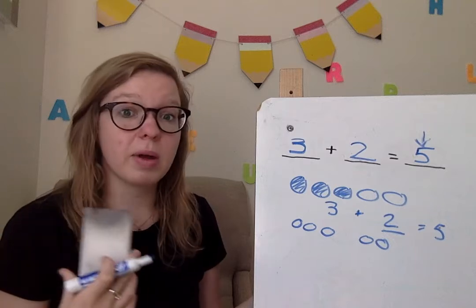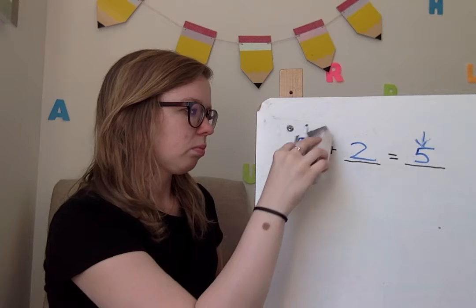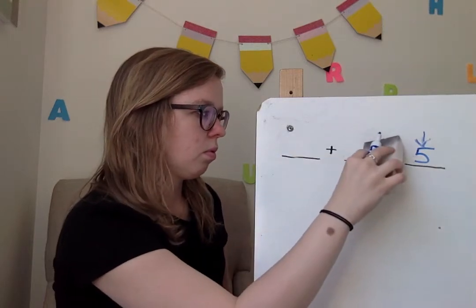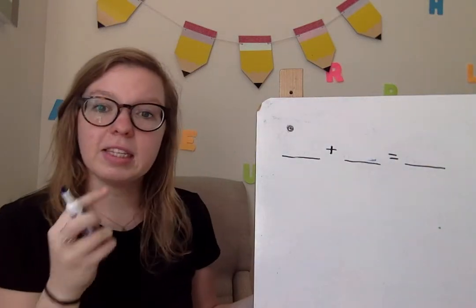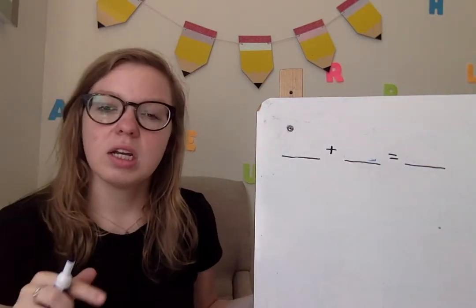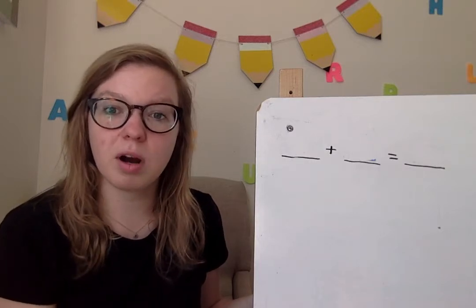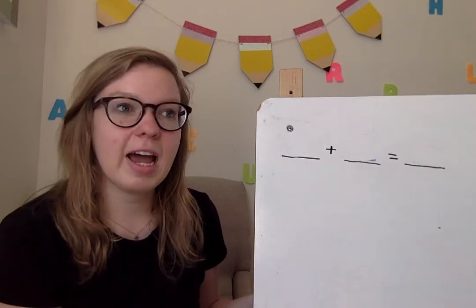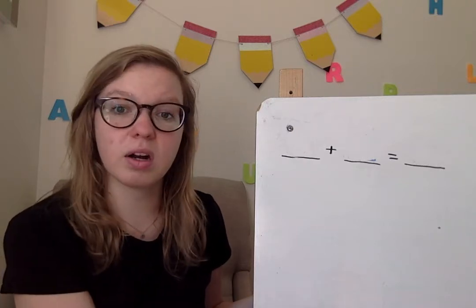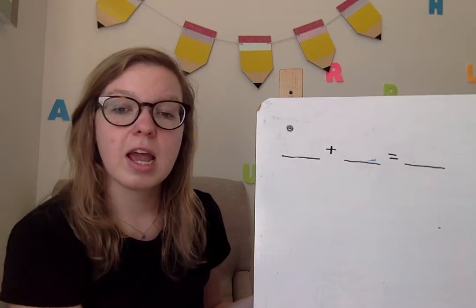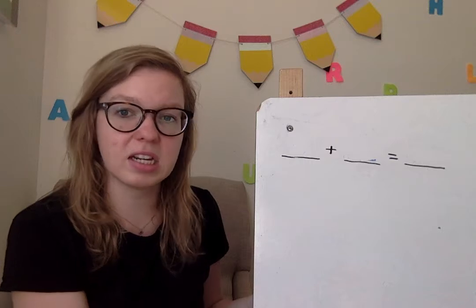I want you thinking about where the numbers are going to go this time instead of me telling you. Okay, so Mackenzie had some markers. She had 2 blue markers and she had some orange markers. She had 7 markers in all. So she had 2 blue markers and some orange markers, and she had 7 in all. So how many orange markers did she have?